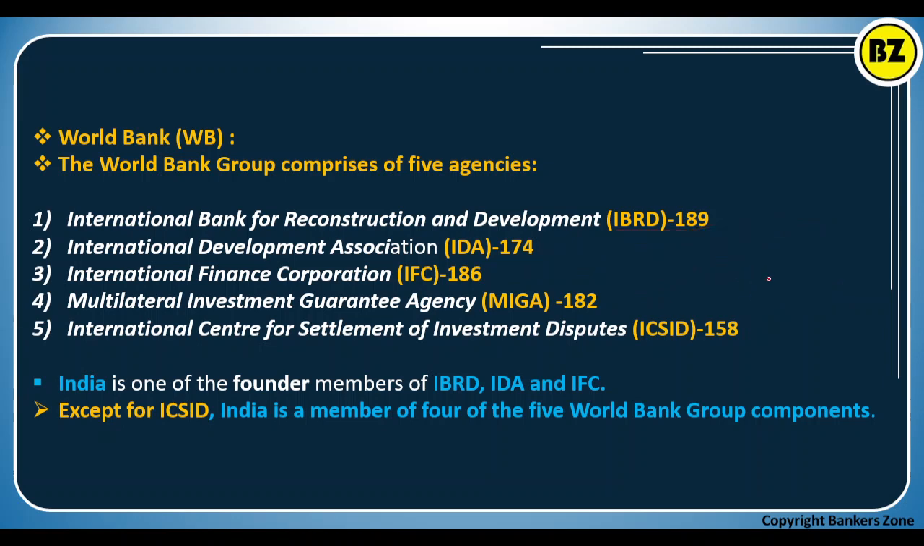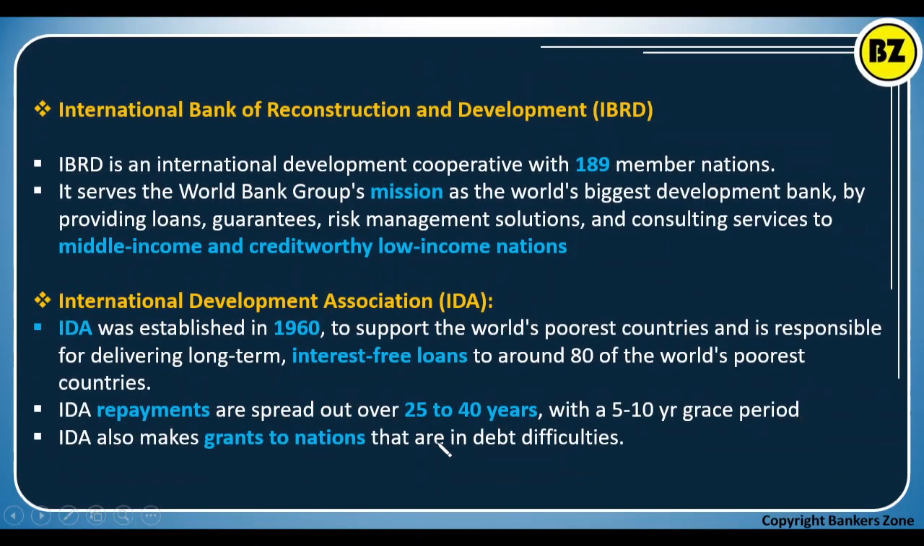So first thing you remember, there are 5 agencies. You should remember their strength also, and the sequence. Now, the International Bank for Reconstruction and Development, first called the IBRD, we'll discuss. IBRD is an international development cooperative with 189 members. It is a part of the World Bank.